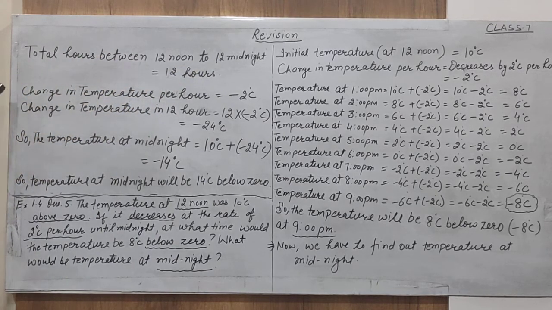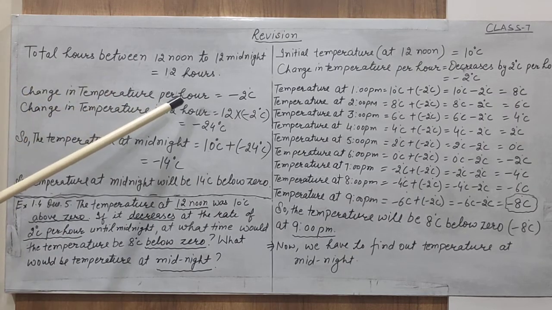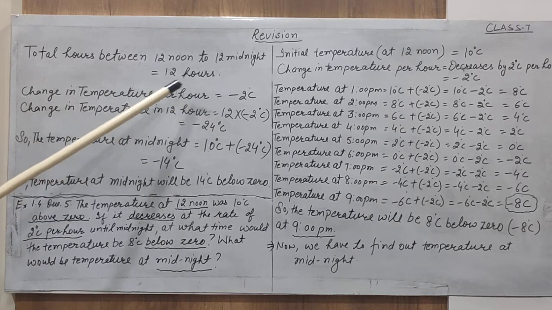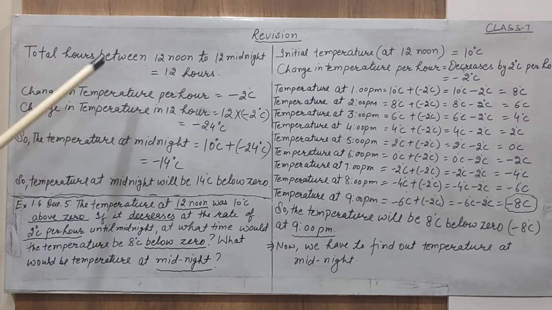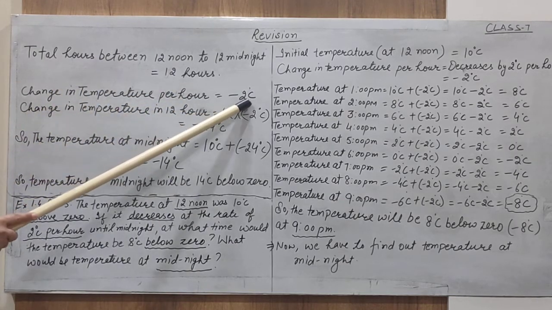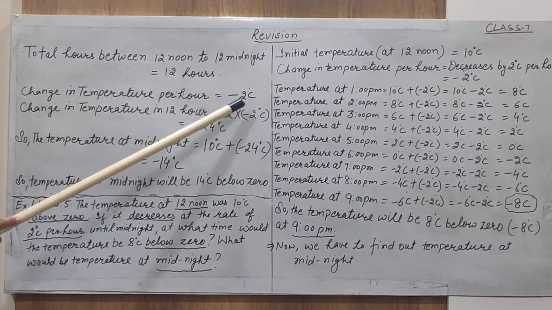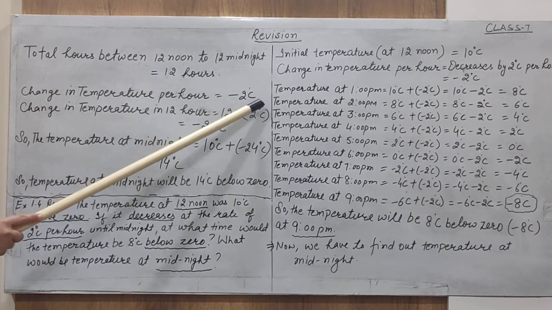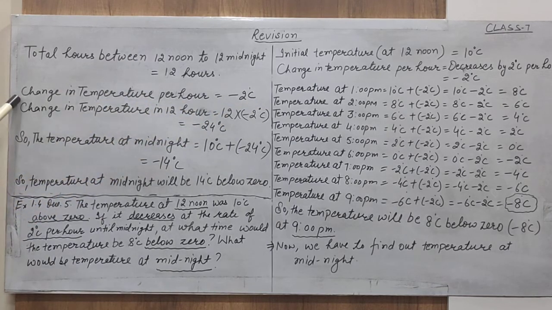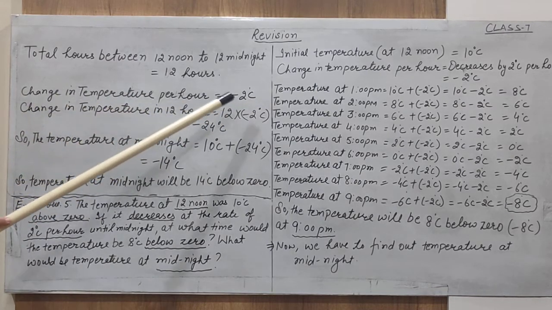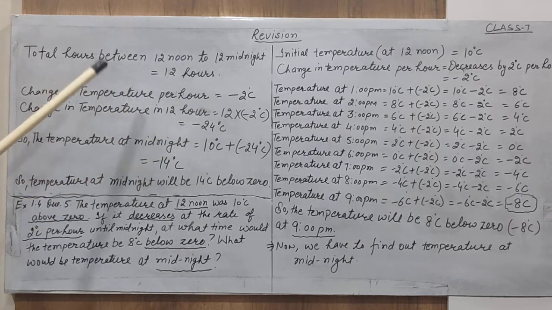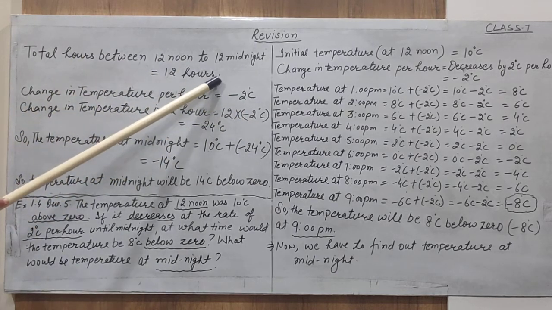Alright, now next is the change in temperature per hour. Har 1 ghante baad kitna temperature change ho raha tha? Kitna decrease ho raha tha? 2 degrees Celsius, or we can write minus 2 for the decrease, that is minus 2 degrees Celsius. This is the change in temperature per hour. Now, we know that total hours are 12.